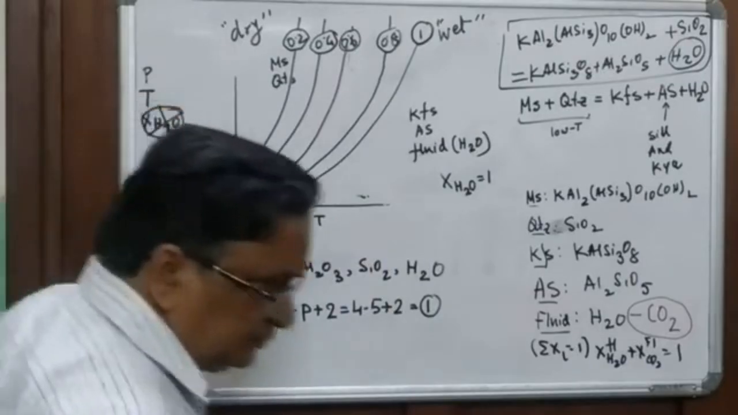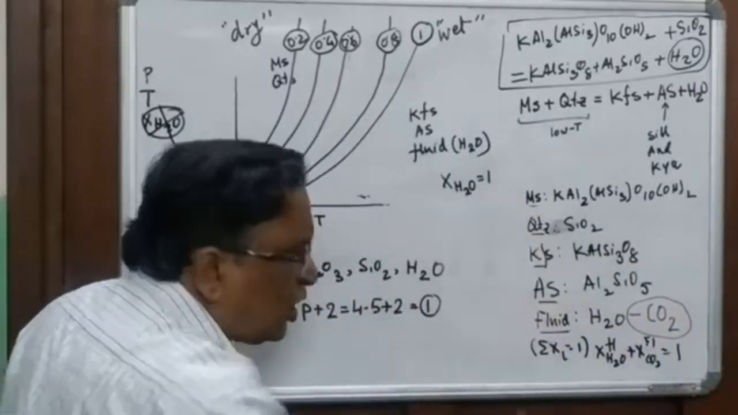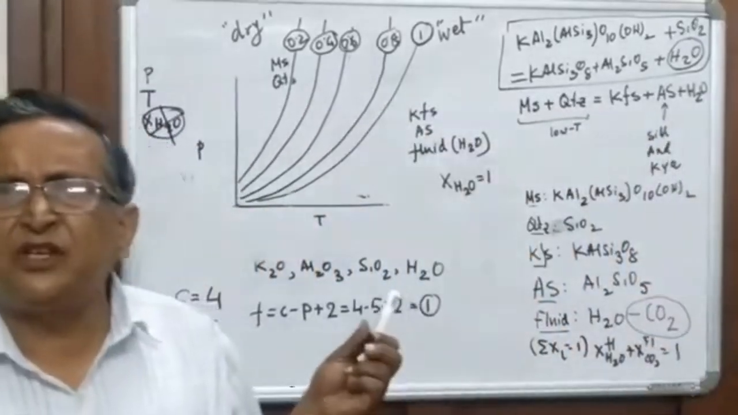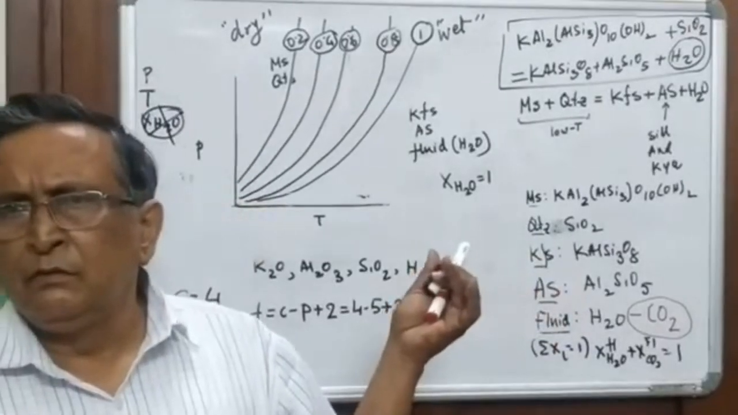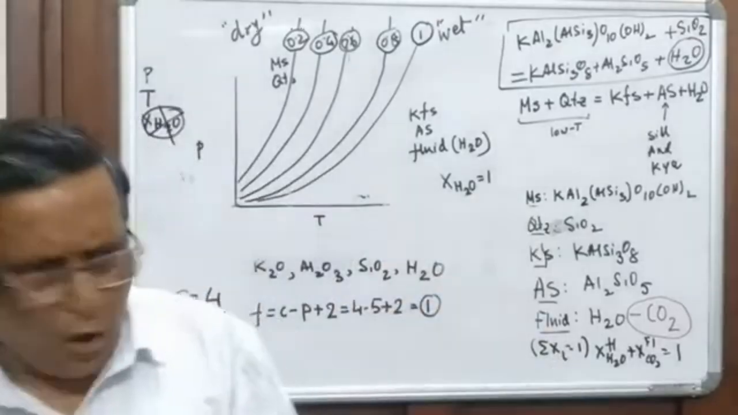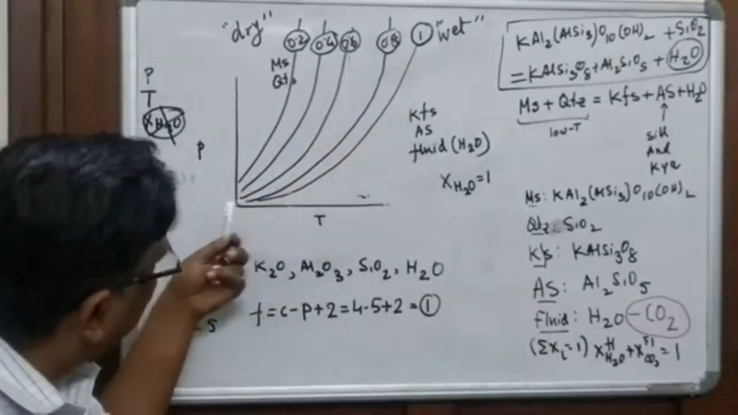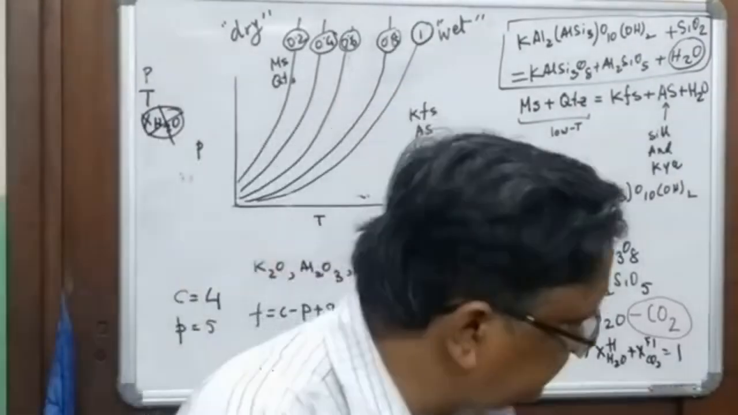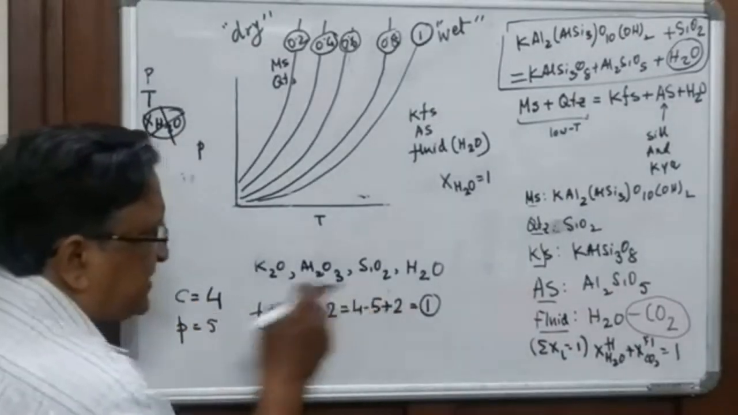Not a variable. What are the other things? The other things are all pure phases. So all of their activities, phase component activities, are unity. Unity, all are pure phases. Also fluids, as we have taken it along curve 1. All are fluids. So, C is equal to 4, P is equal to 5, F is equal to 1.